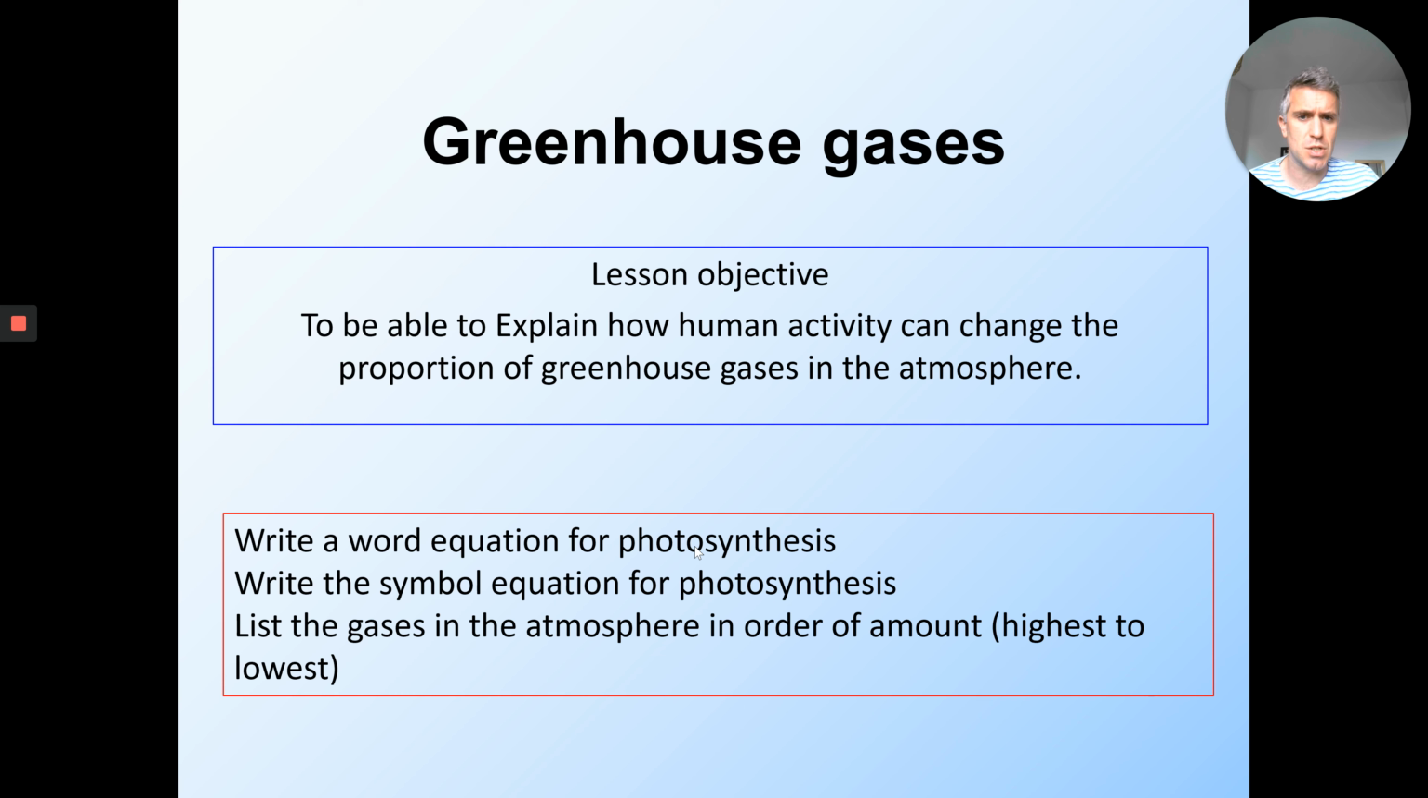To start, let's go back to something we talked about last lesson, photosynthesis. Can you write a word equation for photosynthesis? Something plus something, arrow, something else. Can you write the symbol equation for photosynthesis? And then can you list the gases in the atmosphere presently and write them in order from the highest to lowest amount? Okay, so pause the video, answer the questions, and unpause when you're done.